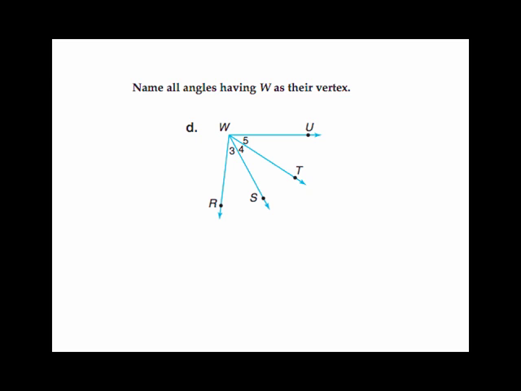Try this one. We've added another angle. Name all the angles having W as their vertex. We have angle 3 or RWS, angle 4, SWT, angle 5 would be angle TWU, and then the larger angle, which includes all of them, would be angle RWU. Again, we could call it UWR.